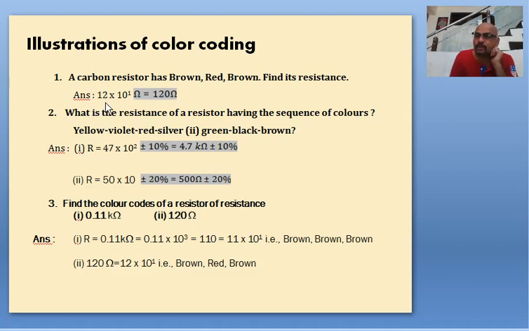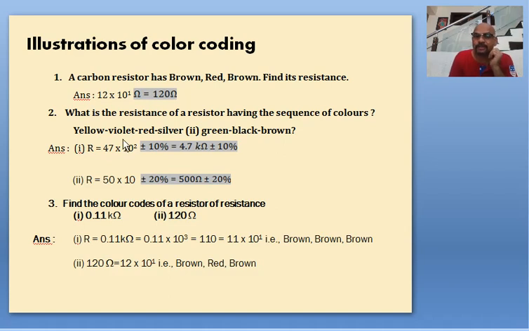Red stands for 2. And again brown, 10 to the power 1. The third ring is brown. Therefore 10 to the power 1 ohms. So 12 into 10 to the power 1 ohms, which is nothing but 120 ohms. If you want the tolerance, because there is no fourth color given, the tolerance is plus or minus 20%. Here the tolerance is plus or minus 20%.